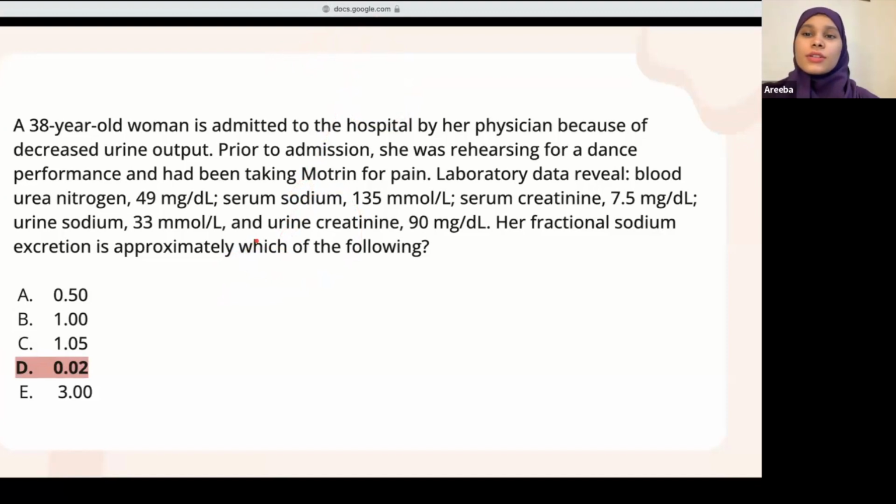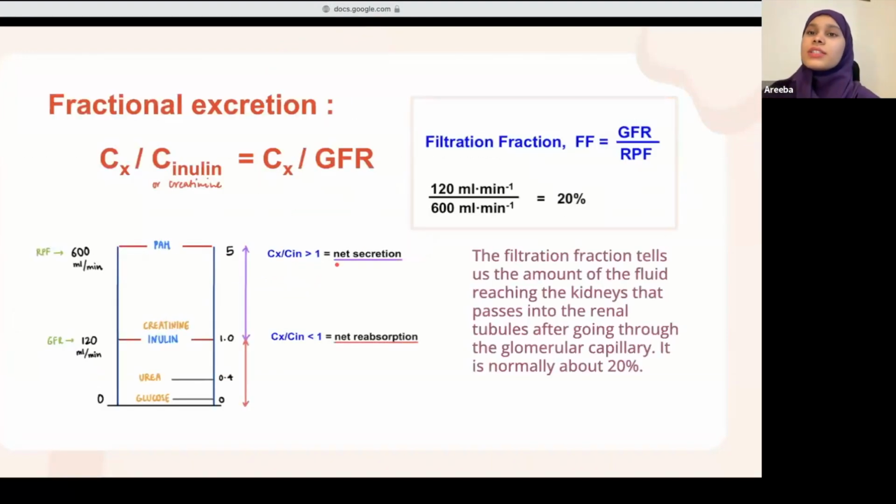Okay, so the answer is D. You're right. And that would be because we are asking for fractional excretion. And fractional excretion is what? It's calculating the clearance of the substance they're asking for and dividing that by the clearance of inulin. And what does the clearance of inulin or creatinine give us? It's basically GFR. So fractional excretion is the clearance of any substance divided by the glomerular filtration rate.